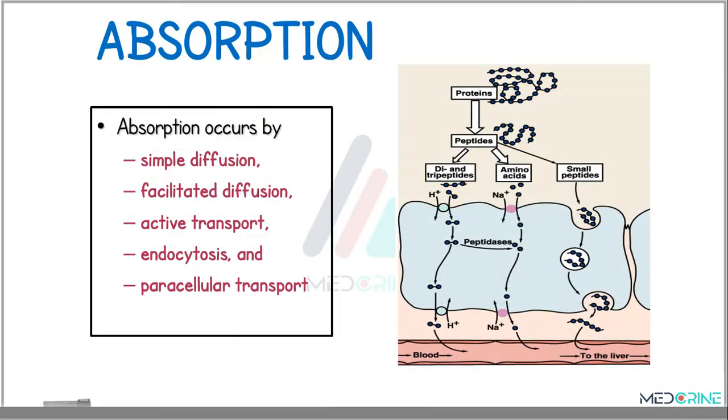Then absorption occurs by either simple diffusion, facilitated diffusion, active transport, endocytosis, and paracellular transport. This occurs after digestion has taken place.